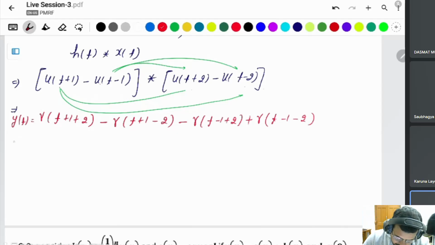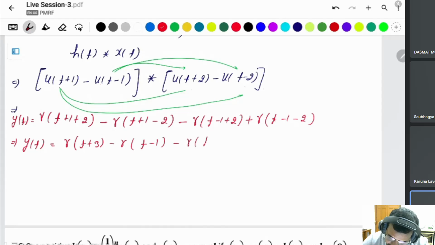You can rewrite this: yt is equal to r t plus 3 minus r t minus 1 minus r t plus 1 plus r t minus 3.